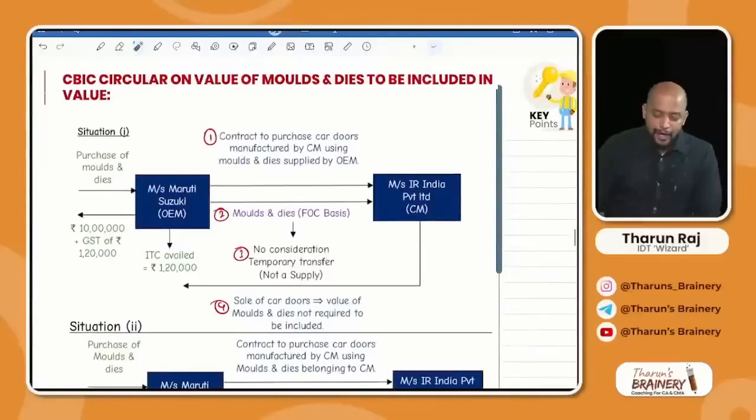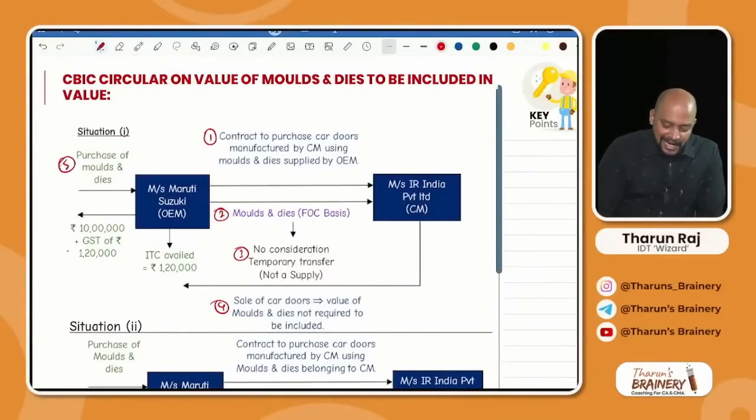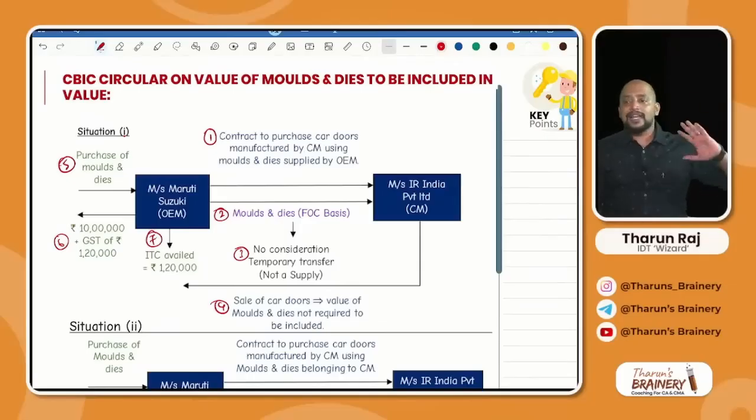Now this Maruti Suzuki will buy the molds and dies from the market, for which they will pay 10 lakhs plus GST 1,20,000. Can this 1,20,000 be availed as ITC? Yes, they can avail the ITC, not at all a problem, because as per contract they only should buy and they have purchased, so it is in the course or furtherance of business. Molds and dies are nowhere in the blocked credit and are used in the course or furtherance of business, so they can take ITC with respect to that.